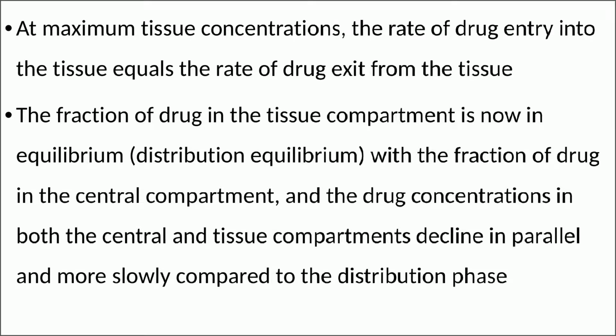At maximum tissue concentration, the rate of drug entry into the tissue equals the rate of drug exit from the tissue. So there is an equilibrium state. The fraction of drug in the tissue compartment is now in equilibrium with the fraction of drug in the central compartment, and the drug concentration in both the central and tissue compartments declines in parallel and more slowly compared to the distribution phase. So after a certain period of time, there is an equilibrium in terms of drug concentration between the central compartment and the peripheral compartment.